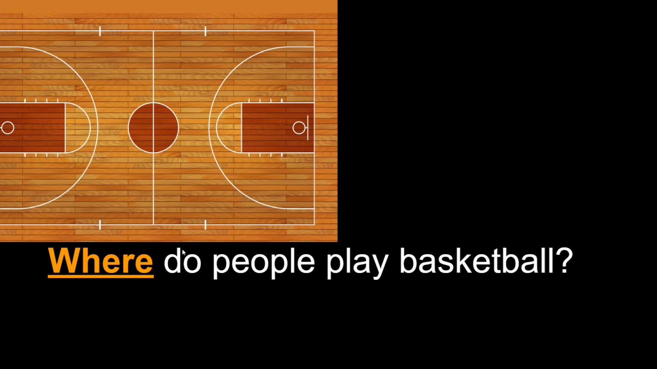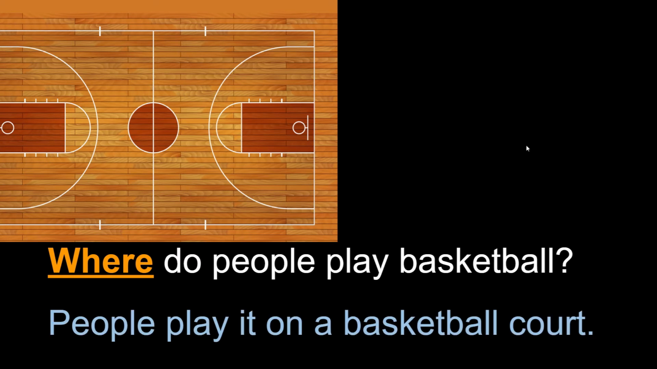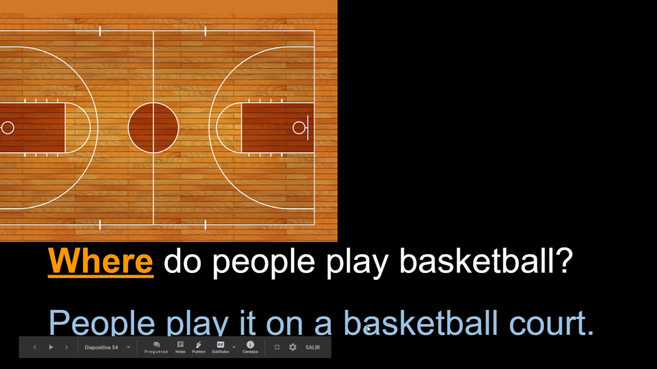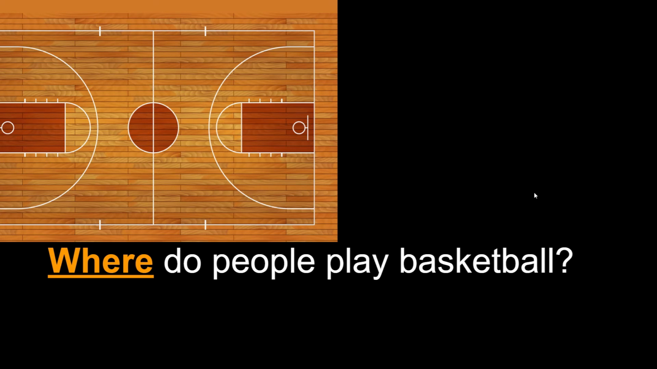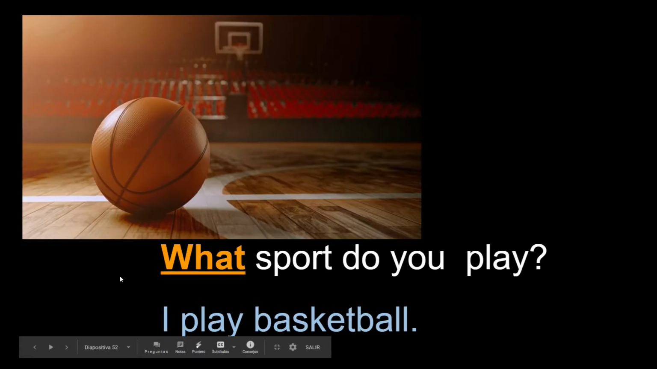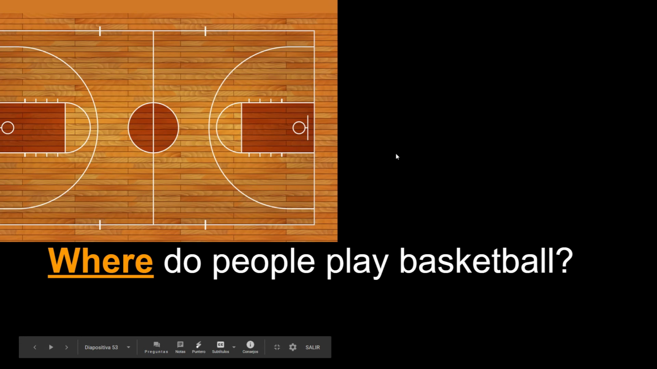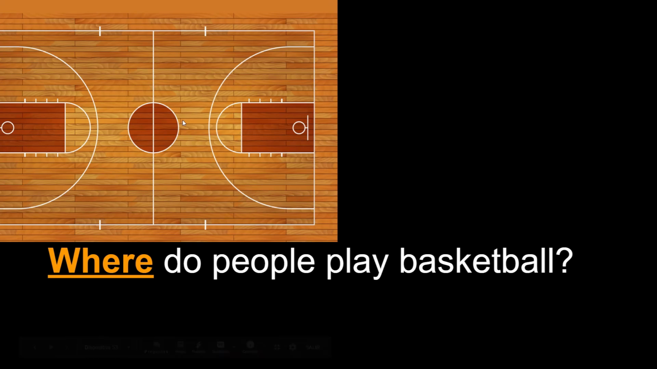Say, where is this place? This is where people play basketball. So if I say, where do you play basketball? You say, people play it on a basketball court, or I play it on a basketball court, right? So again, we had before the word what, and now we are going for where, because where is for location or for the place where you can do something.